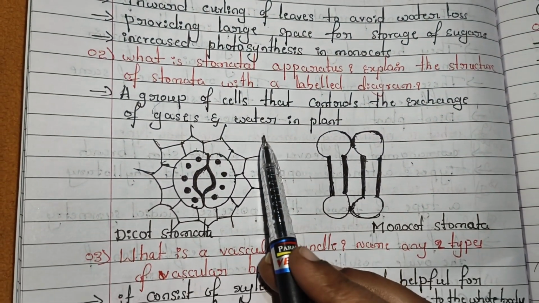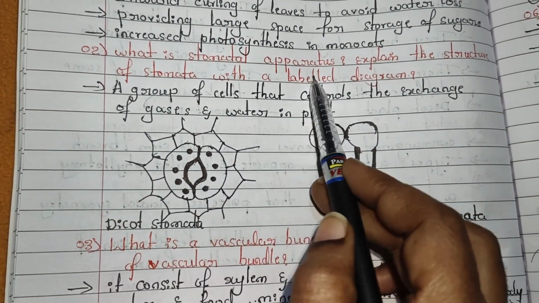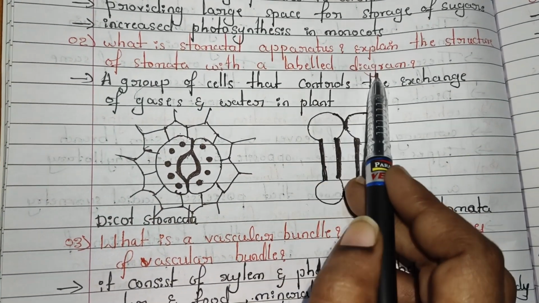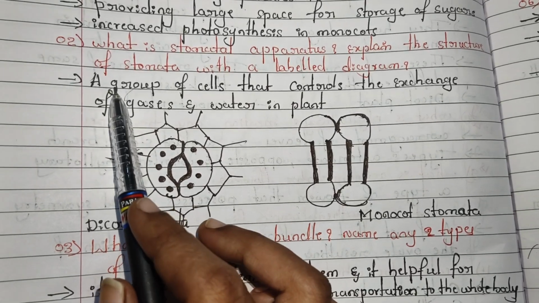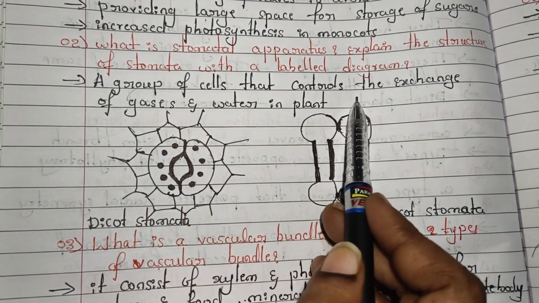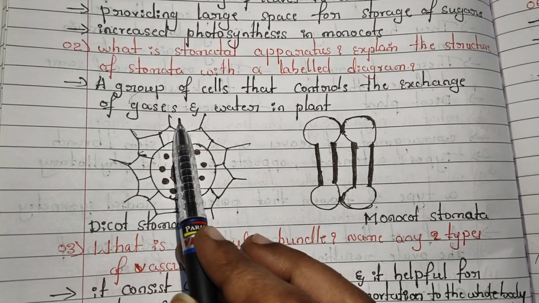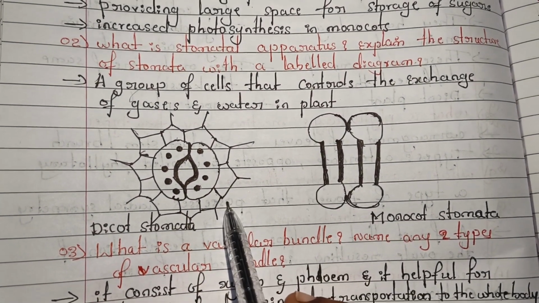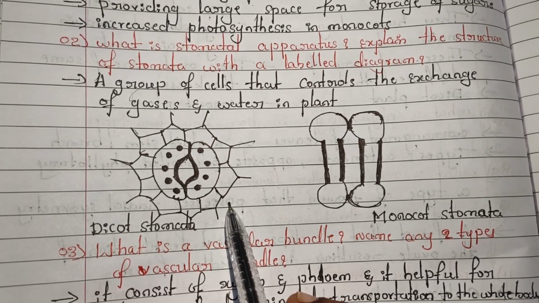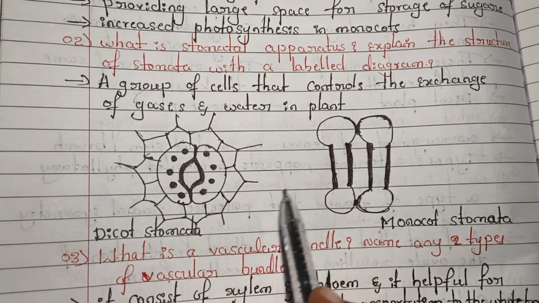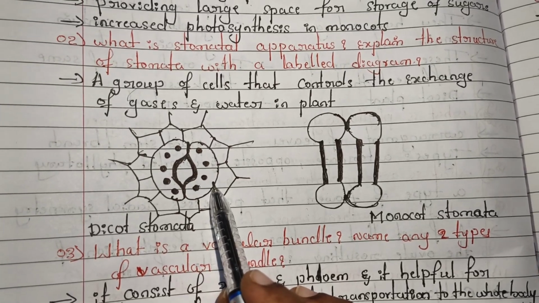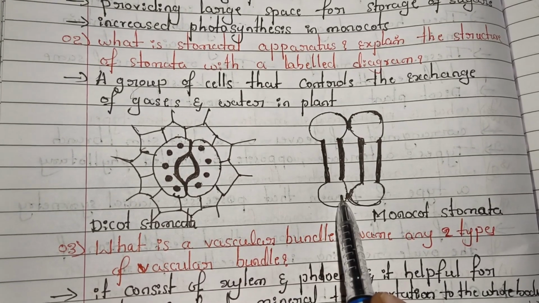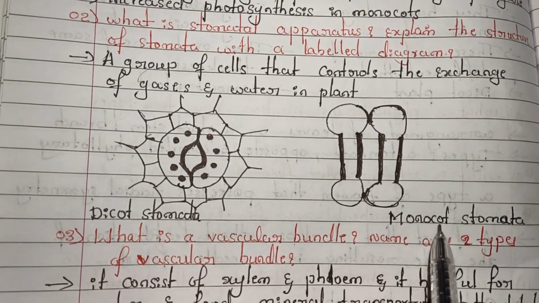The next question is: what is a stomatal aperture? Explain the structure of stomata with a labelled diagram. A stomatal aperture is a group of cells that control the exchange of gases and water in the plant. Here two types are there: dicot stomata and monocot stomata. In dicots they have kidney-shaped stomata, and in monocots they have dumbbell-shaped stomata. I have drawn both types because both diagrams are important.